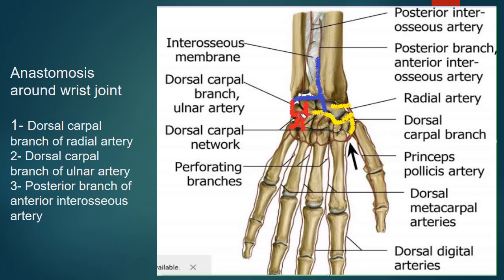We have 3 branches on the dorsum, which are the dorsal carpal branch of the ulnar artery, the dorsal carpal branch of the radial artery, and the posterior branch of the anterior interosseous artery. That's all about the anastomosis around the wrist joint.